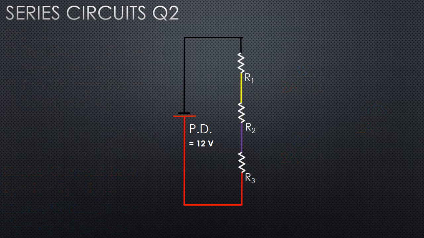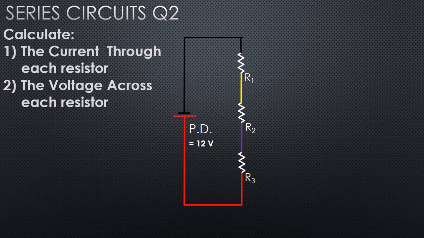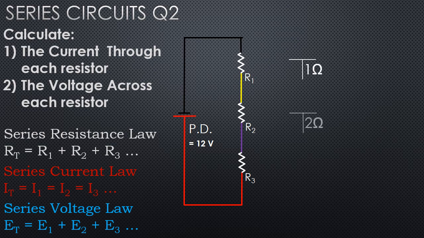So here's one you can try for yourself. Calculate the current through each resistor and the voltage across each resistor. Here's our 3 series laws and 3 different resistors. We're going to find out what the total resistance is in that circuit first. So using series resistance law, 6 ohms, still 12 volts. Calculating the current through that using Ohm's law is 2 amps. Series current law says it has to be the same current in each resistor. So let's put those in there.